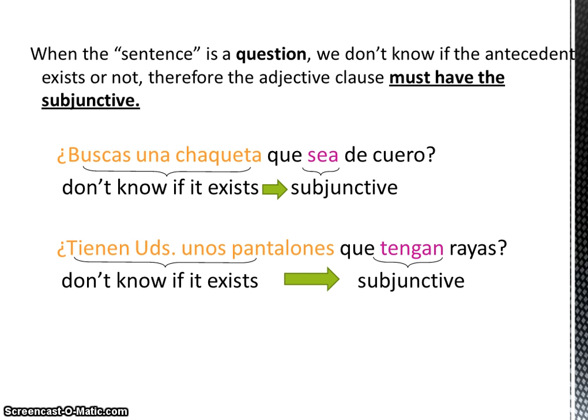¿Tienen ustedes unos pantalones que tengan rayas? I don't know if it exists. It's a question. Therefore, we have to use the subjunctive. Just like when we're using noun clauses, anytime we're expressing any kind of uncertainty or doubt, and that's what questions do, we must use the subjunctive.